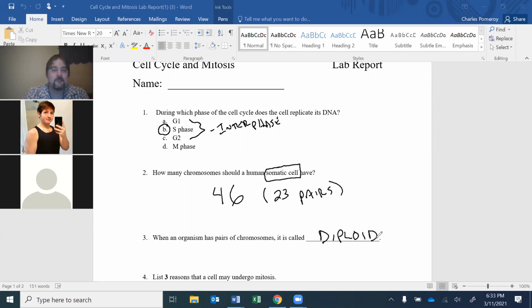Are we all good with that? I have to erase it to move down. All right, no objections. Moving on.